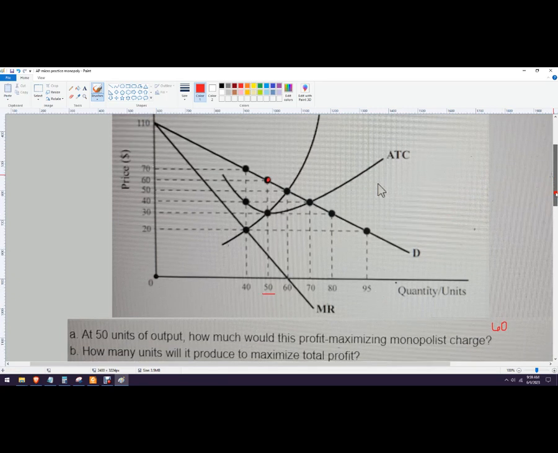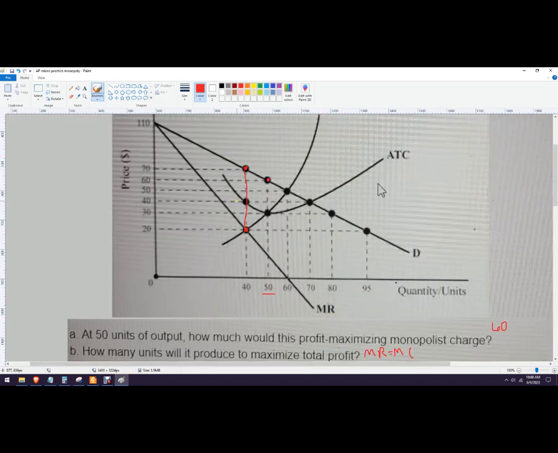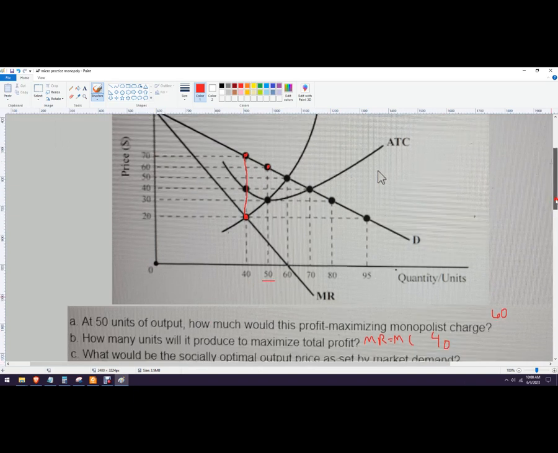The second question, how many units would it produce if it wants to maximize total profit? So for this one, we want to look at where marginal revenue equals marginal cost. You can go down the marginal revenue curve, or you can go up the marginal cost curve. Either way, right here. And then we're going to follow that all the way up to where it hits the demand curve right there. So the price, that's not what they're asking. They're asking about units. So the units would be 40. But the price would be 70 at that profit maximizing quantity.